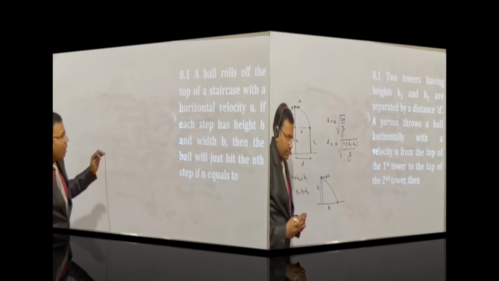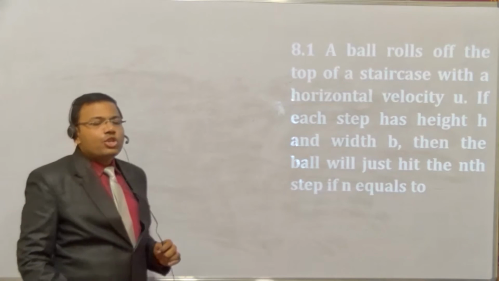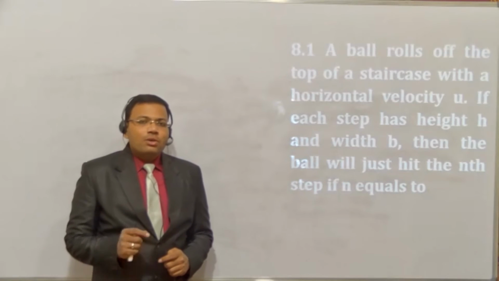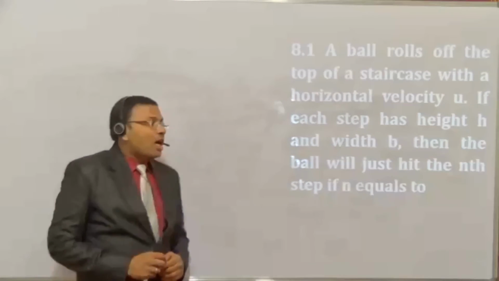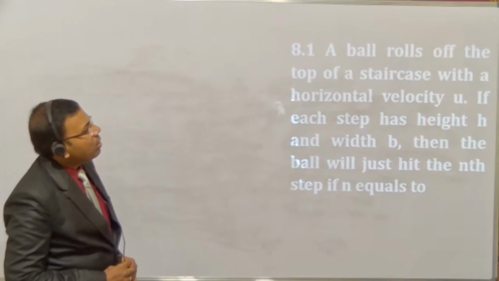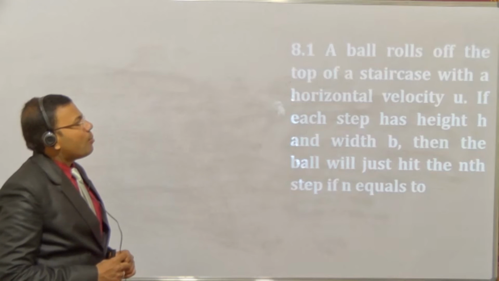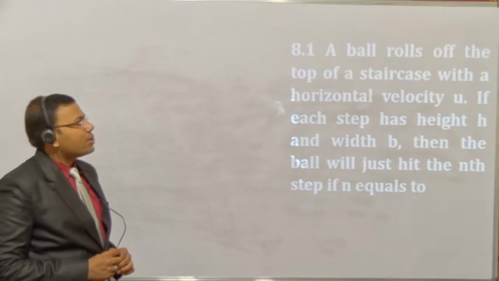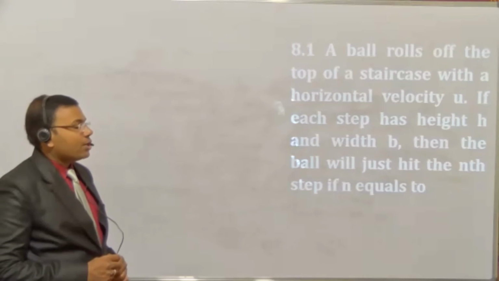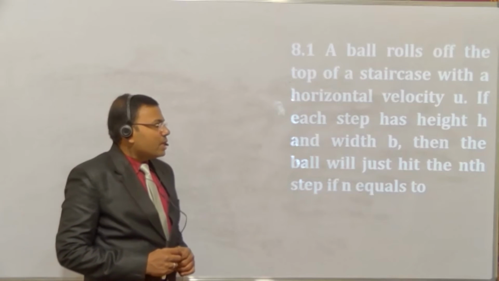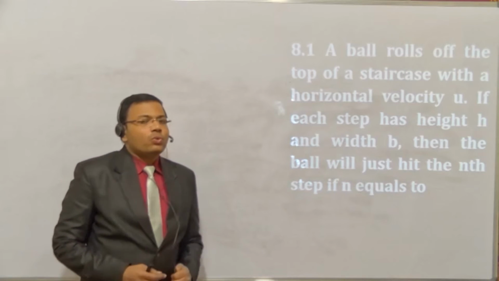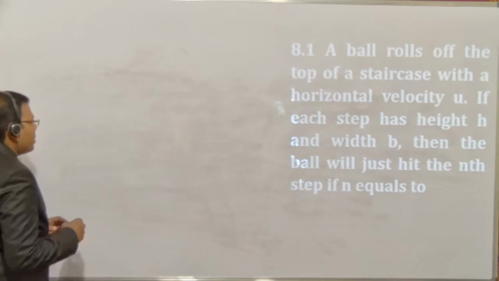चलिए नाउ स्टूडेंट्स, रेंज अभी हम फॉर्मूला देखे बेटा, रेंज इज इक्वल्स टू u इनटू अंडर रूट ऑफ 2h बाई g. अब ये क्वेश्चन, यहाँ पे जो क्वेश्चन दिया हुआ है, द क्वेश्चन व्हाट इज मेंशन्ड हियर इज, ए बॉल रोल्स ऑफ द टॉप ऑफ द स्टेयरकेस with a horizontal velocity u. If each step has the height h and width b, then ball will just hit the nth step if n equals to. यहाँ पे बहुत अच्छा क्वेश्चन है ये, ट्राई टू अंडरस्टैंड.